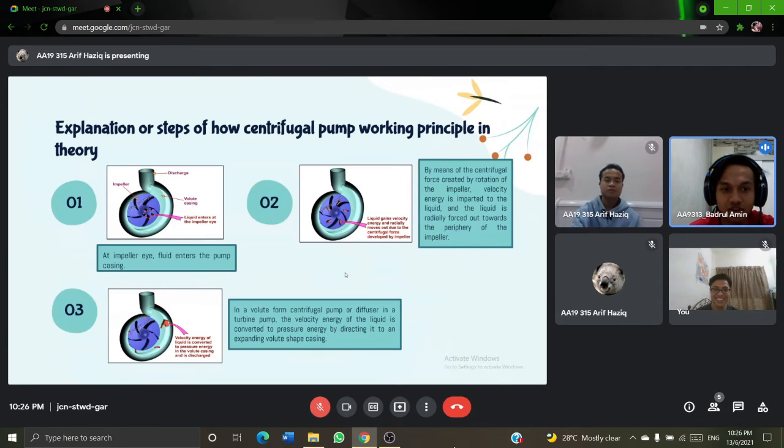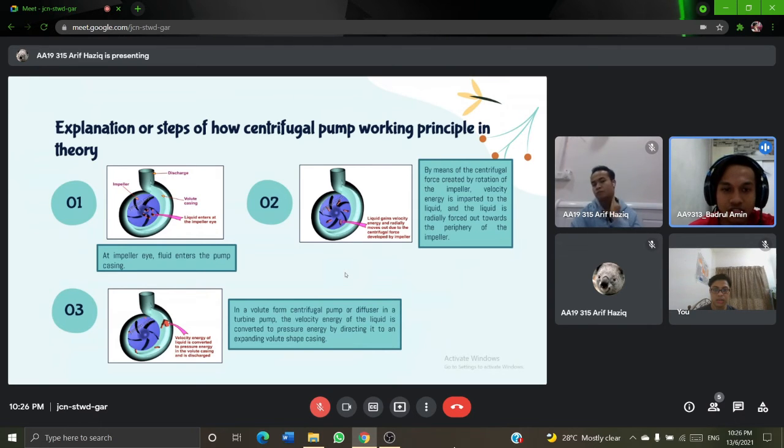Next, my explanation is on the steps of how centrifugal pump working principles work in theory. So let us understand in detail how a centrifugal pump works. Centrifugal pumps are used to induce flow or raise a liquid from a low level to a high level. These pumps work on a very simple mechanism. A centrifugal pump converts rotational energy, often from a motor, to energy in a moving fluid.